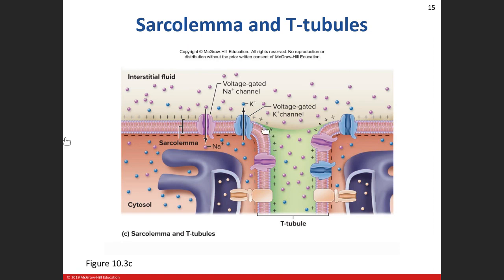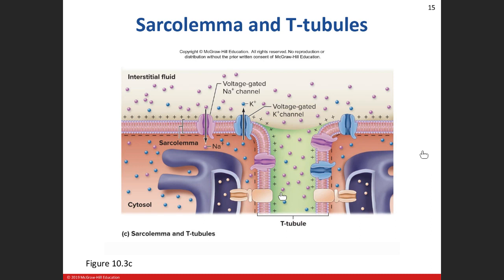Okay. So what we're doing here is we're zooming in and showing you, here's the sarcolemma. And then you can see here is the opening to the T-tubule. You can see how the T-tubule goes down and into the cell. But along the sarcolemma, we have voltage-gated ion channels. Well, guess what? We've seen these before, voltage-gated sodium channels and voltage-gated potassium channels. Same role, meaning they're going to let sodium and potassium move across the plasma membrane.